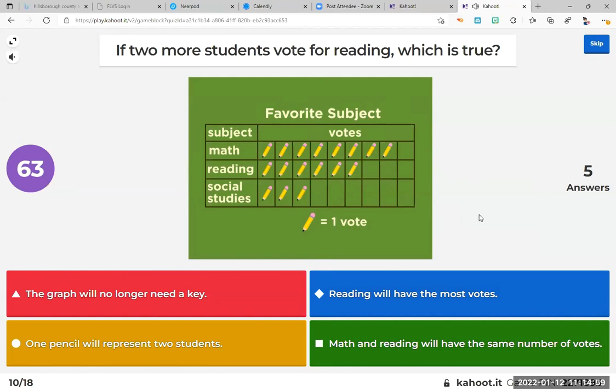which one of these is true? Red, the graph no longer needs a key. Get rid of the key. What? How about yellow? The pencil will now be two kids, two votes. Huh? How about reading will have the most? What? How about green? Math and reading will have the same number exactly. See how you do. I love these big thinker questions.